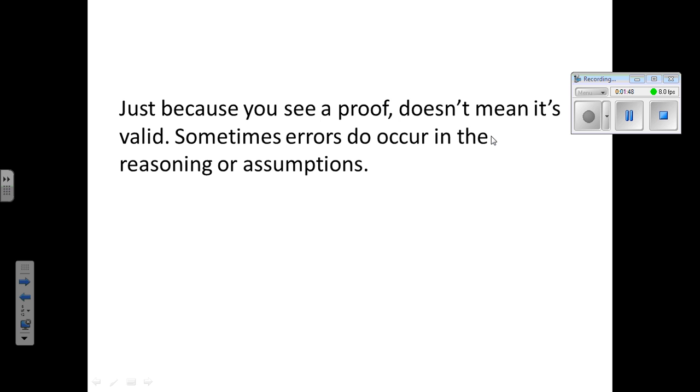Just because you see a proof doesn't mean it's valid. Sometimes errors do occur in the reasoning or assumptions. So just because you see something that's proven mathematically doesn't mean that it's always true. There could always be errors.